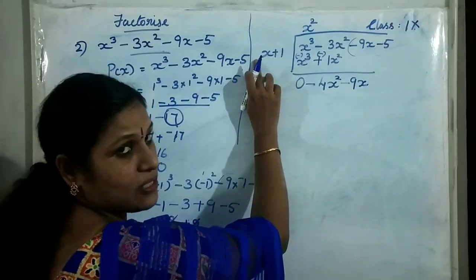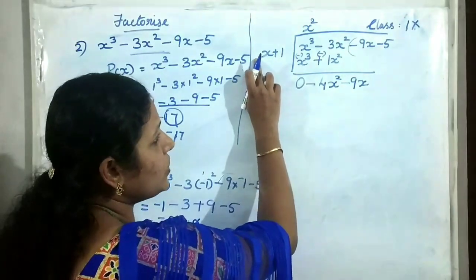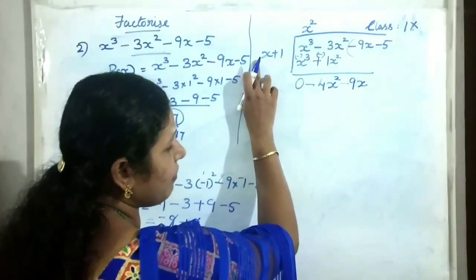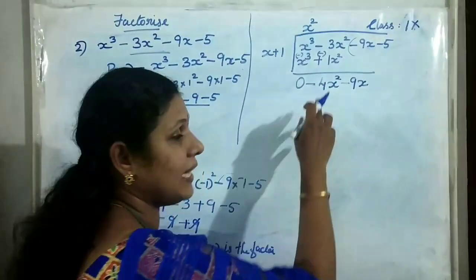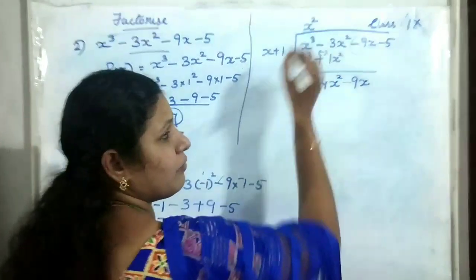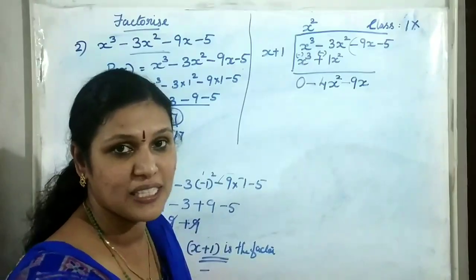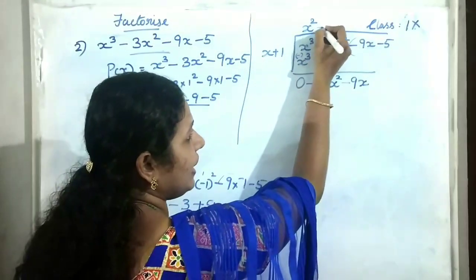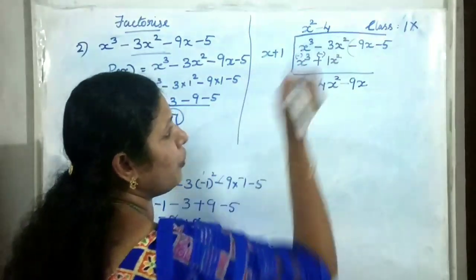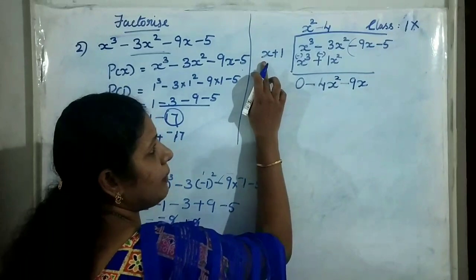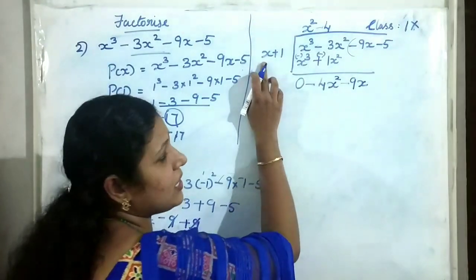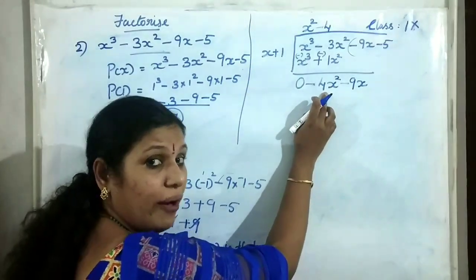Here the coefficient of x is 1. So in 1, which number do we multiply to this 1 to get this minus 4? That is minus 4. 1 into minus 4 is minus 4. So that's why we need minus 4 here. Understood? Okay.